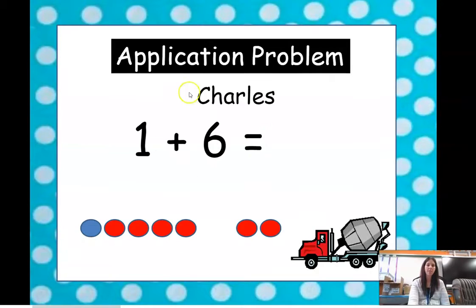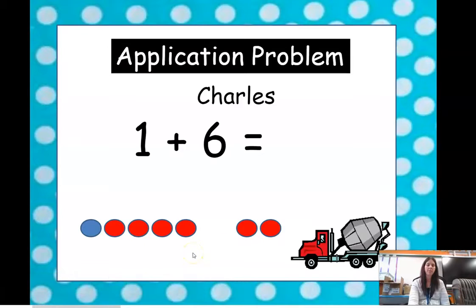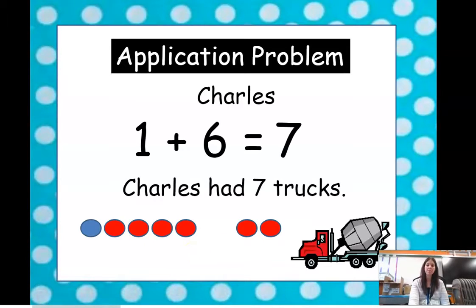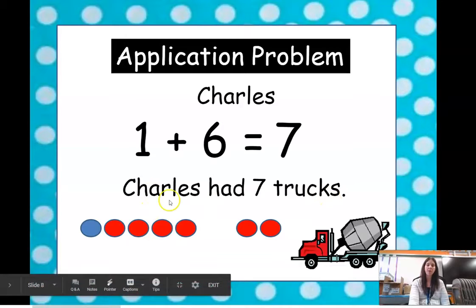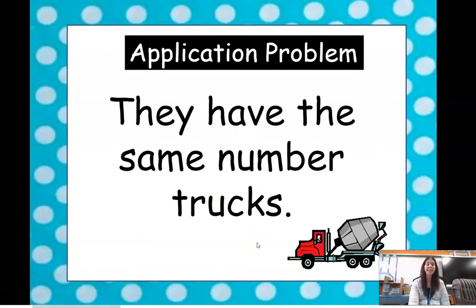7 trucks. Charles has 1 plus 6. He has 1, and then he has 6 more. So he has 7 trucks. So Charles has 7 trucks. They have the same number of trucks. Micah and Charles both have 7 trucks.